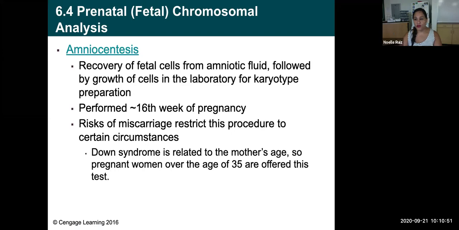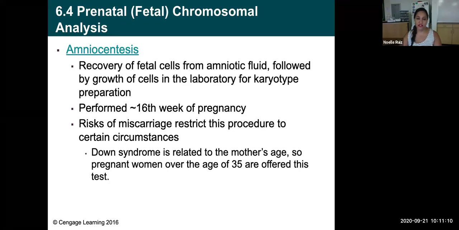Prenatal or fetal chromosome analysis. These happen while the child is still in the mother. A test called an amniocentesis is a recovery of fetal cells from the amniotic fluid, followed by the growth of cells in the laboratory for karyotype preparation. It's performed in the 16th week of pregnancy.